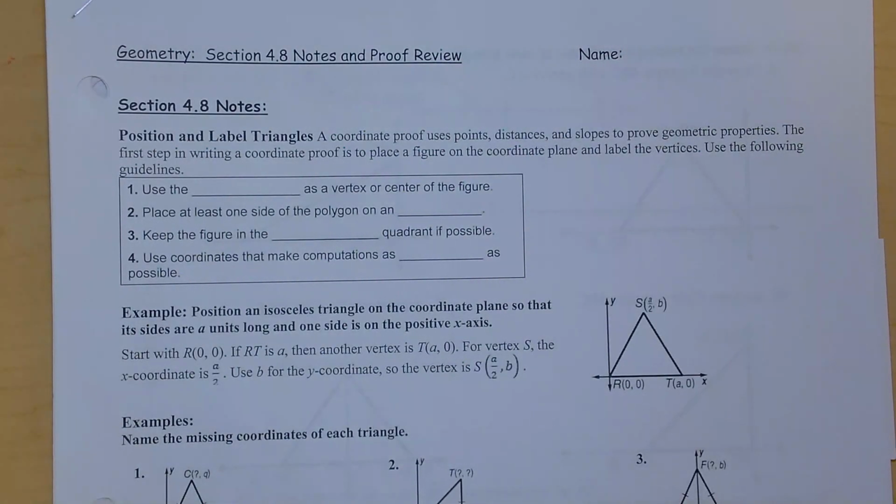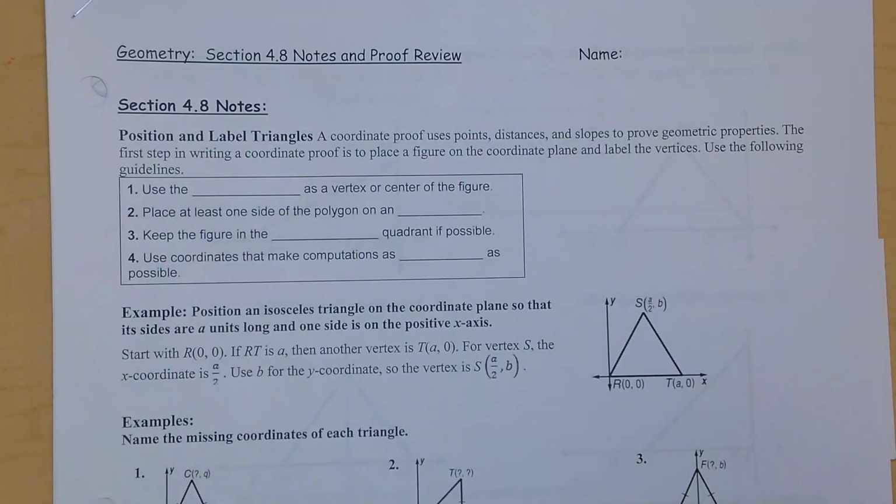The last section of Chapter 4 that we're going to have. We are going to go over 4.8 and talk about how to place triangles in a coordinate plane and how to find missing coordinates. Most kids find this section pretty easy, so once we go through it, whatever we skip in the video, you guys will finish at the end and we'll talk about it.